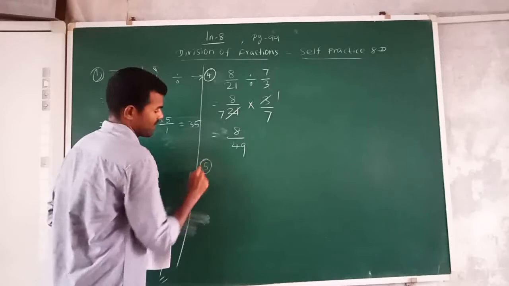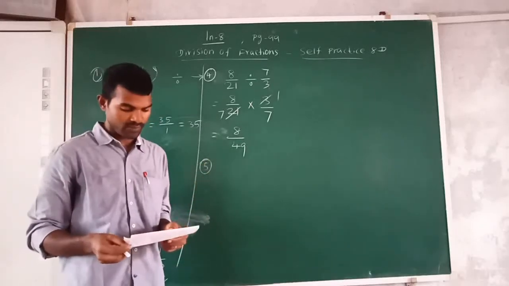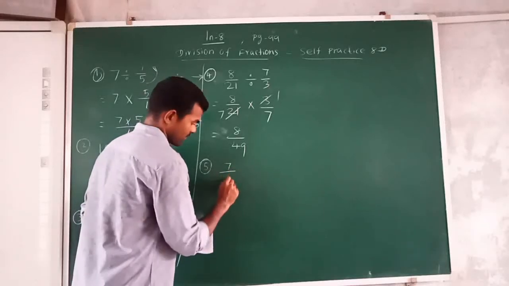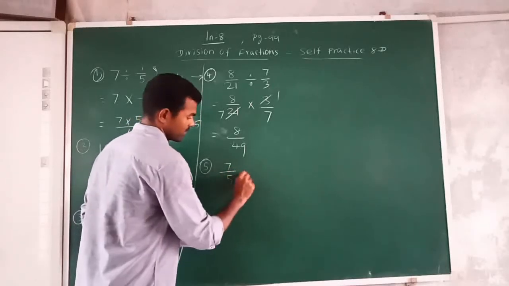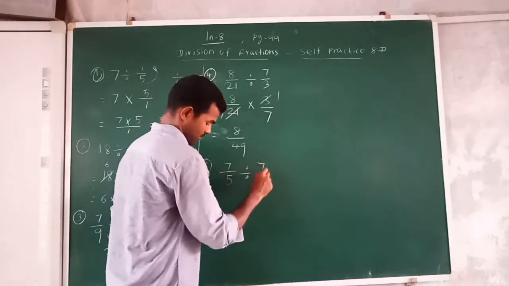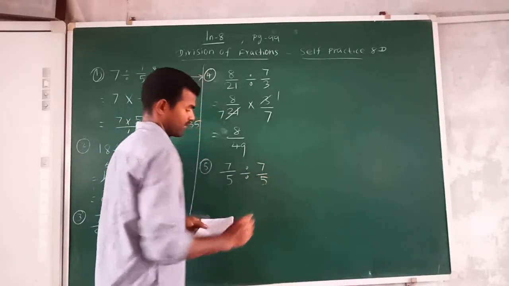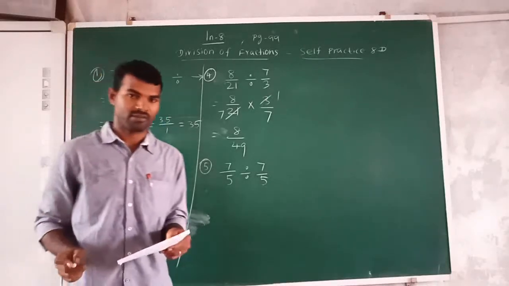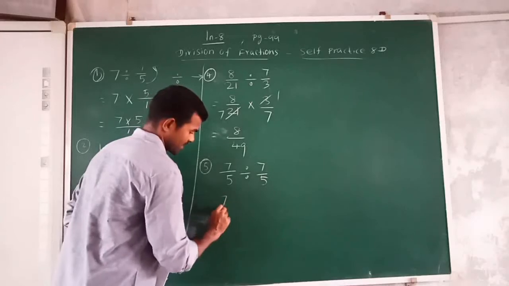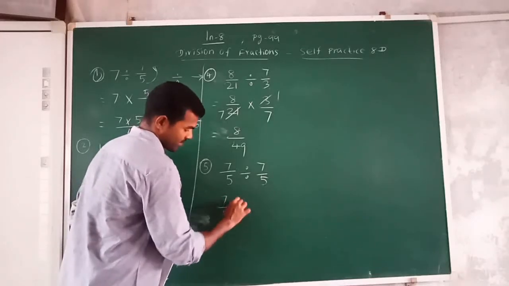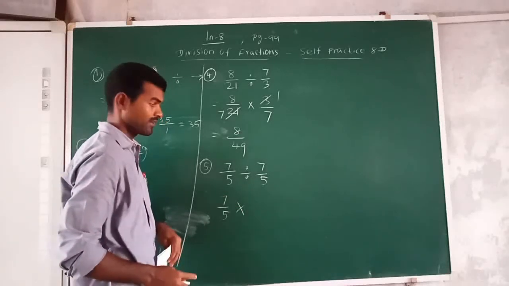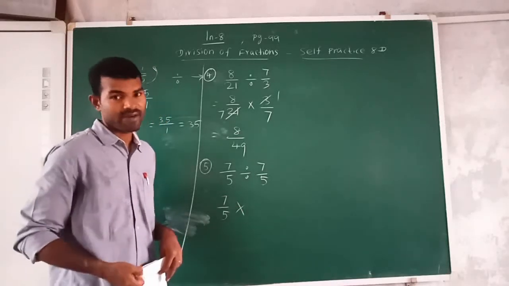Next, question number 5. 7 by 5 divided by 7 by 5. Just write the first number, 7 by 5, and change the symbol to multiplication. The reciprocal of this number, 7 by 5, is 5 by 7.